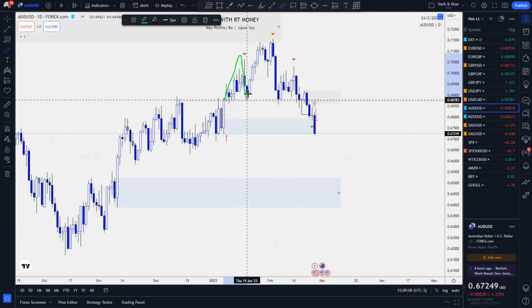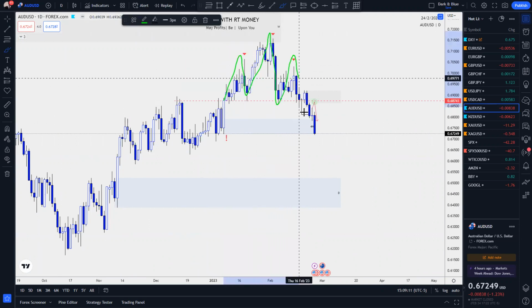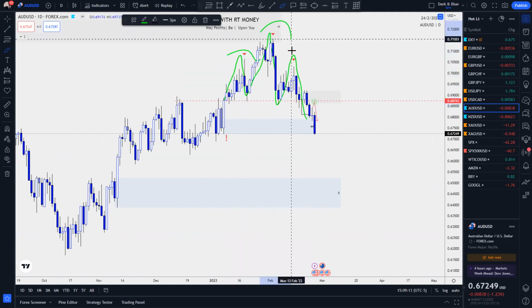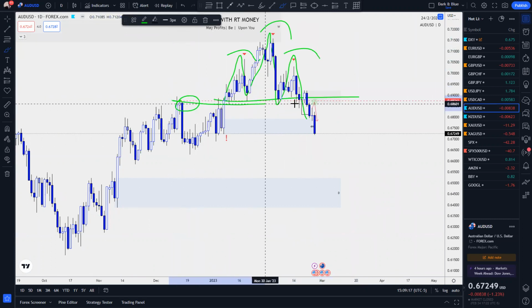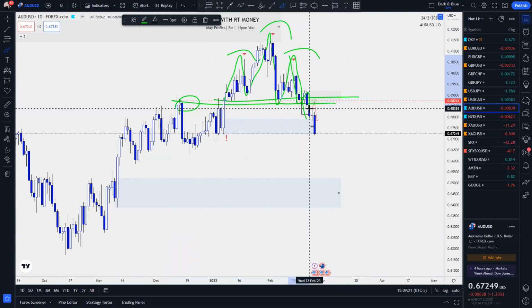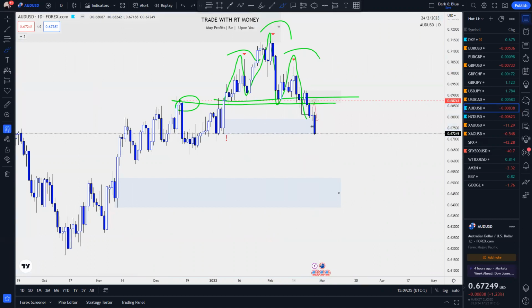I pointed out that this is a head and shoulders, and this was the neckline from here. You can see this as a neckline. Price finally gives a candle body break and close below that neckline, and we have downward movement. This is what I talked about in the video, go check that out.